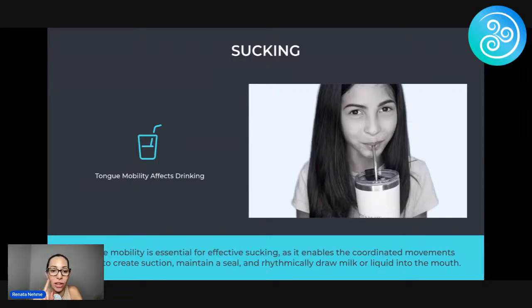So the tongue should not touch the cup. The tongue should not touch the straw. And it should do a peristaltic movement. So this is how digestion initiates. It's this peristaltic, beautiful movement of the tongue.